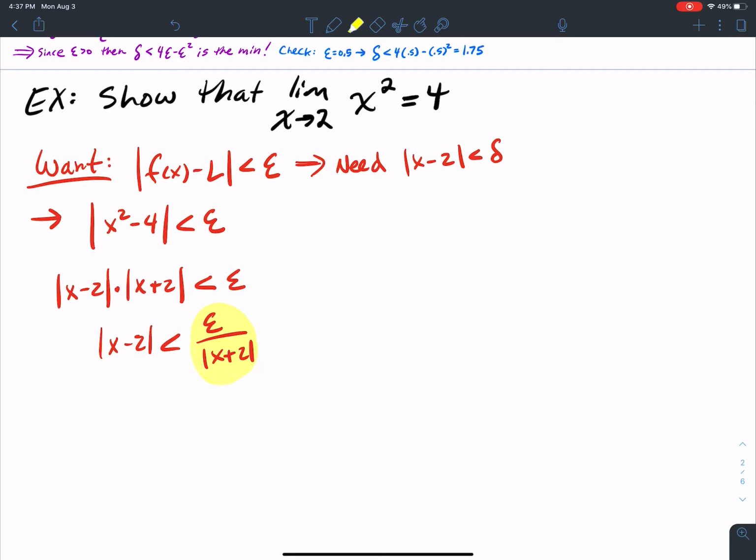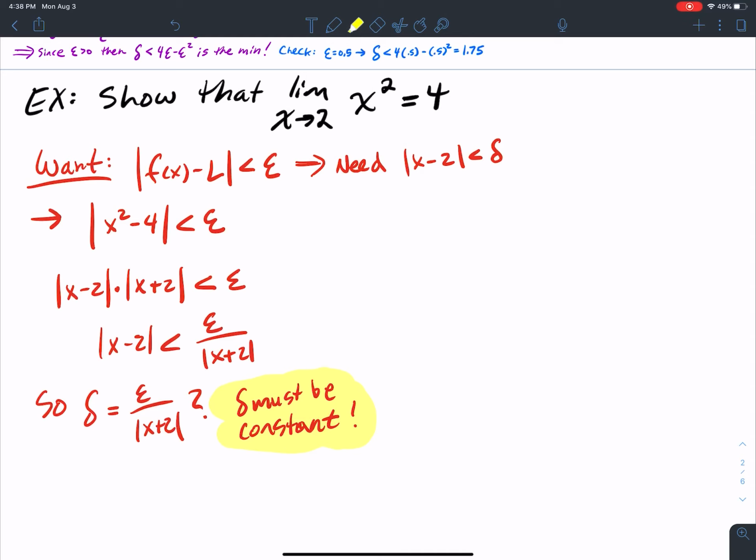But we got ourselves a little bit of a situation here, because I have delta equal to epsilon divided by x plus 2. But what does that even mean? Delta must be a constant, right? It's a fixed number, okay?